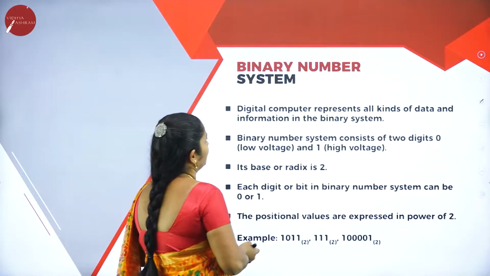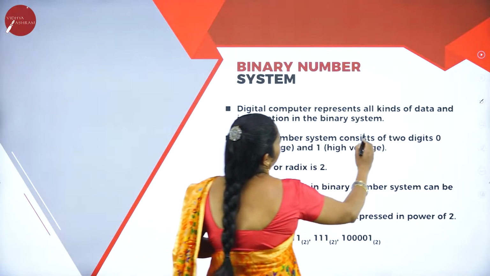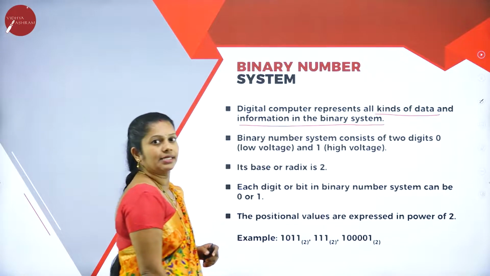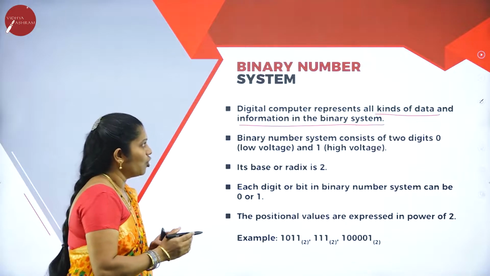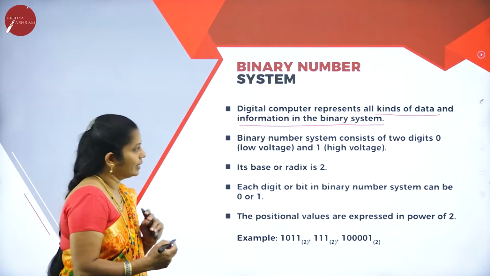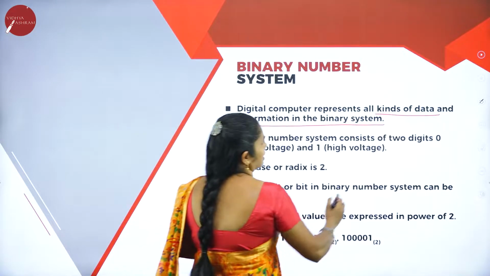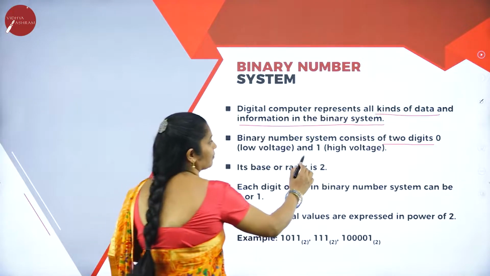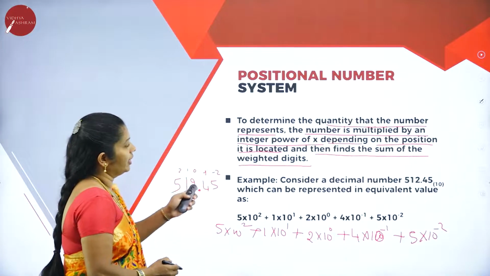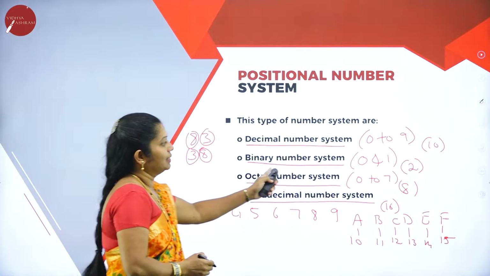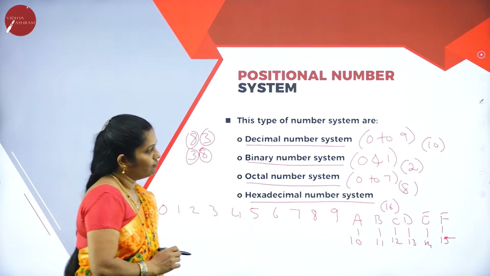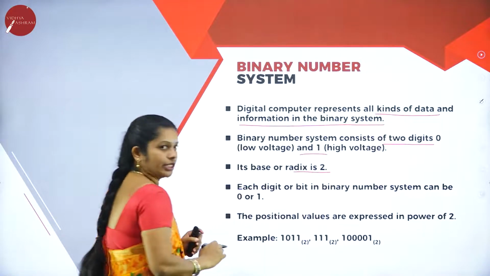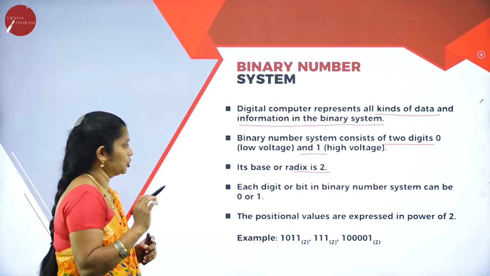Binary number system. A digital computer represents all kinds of data and information in the binary system only. In the binary format only, the computer is able to understand. The binary number system consists of the digits 0 and 1 only. As I already told you, in binary it consists of the digits 0 and 1 only. Its base, the radix, is always 2. It contains the base value 2 only.